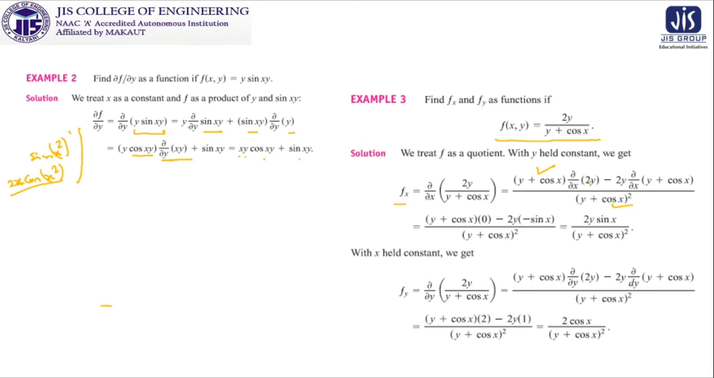So del x of 2y will be 0 and y plus cos x will be kept as it was, and then it is minus 2y, and del x of y is 0 but del x of cos x is minus sin x, so it is minus sign. So something multiplied by 0 vanishes, minus minus plus 2y sin x, and this is the answer.